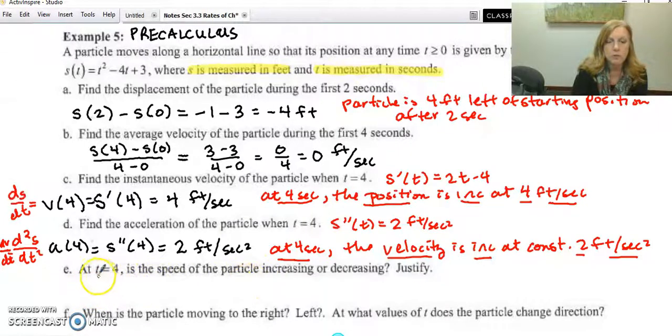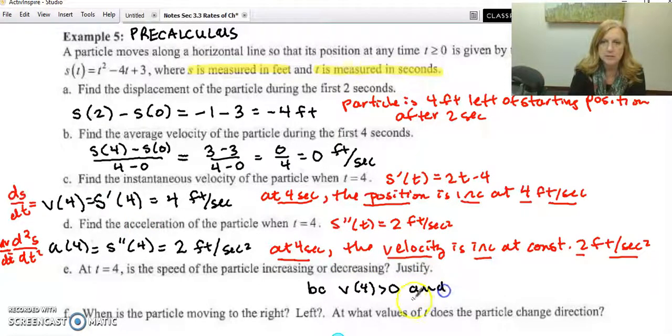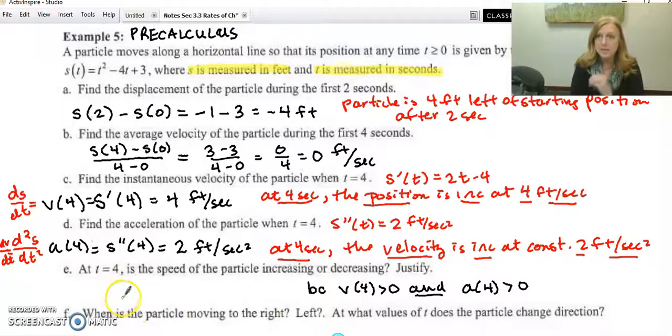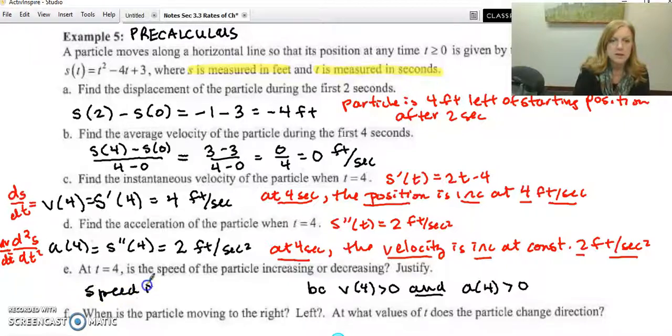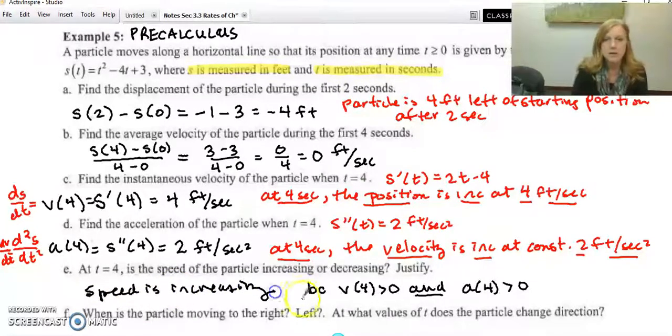And we want to know what's happening at 4. So I'm going to put the because over here because I'm just going to look up. At 4, v of 4 is positive. And there's always 2 things to look at. Your acceleration at 4 is also positive. So they are the same sign, so they are working together. So our conclusion is going to be that the speed is increasing because both the velocity and the acceleration are the same sign.